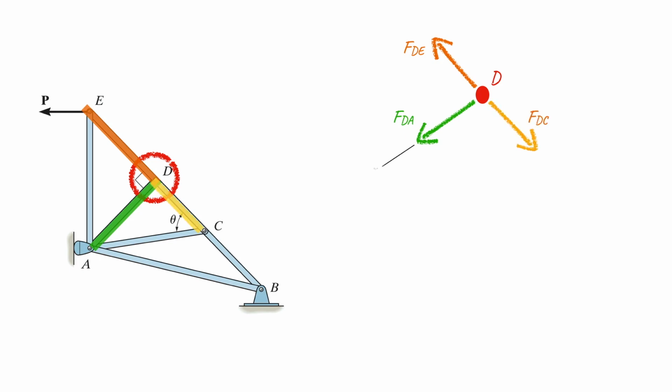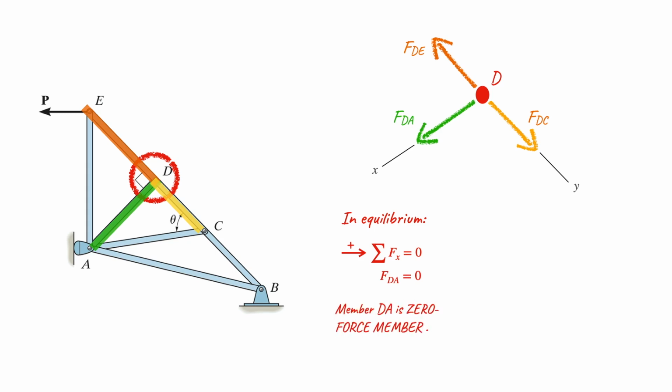So if we consider this as the x direction and this as the y direction, let's apply the equilibrium condition in both x and y directions. Let's consider the x direction first. Summation of all the forces in x should be equivalent to 0. There is only one force acting in the x direction, which is FDA, and that FDA is equivalent to 0. So we can safely conclude that member DA in particular is a zero force member.